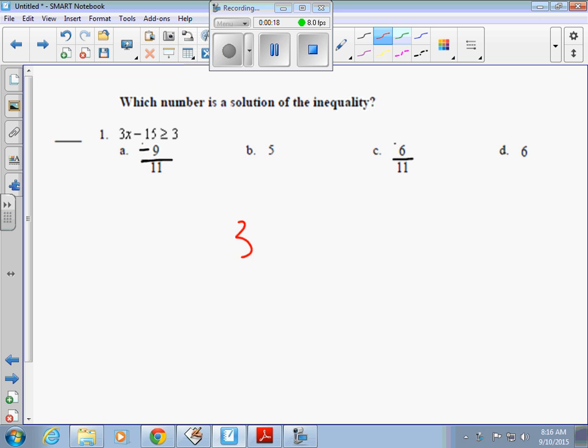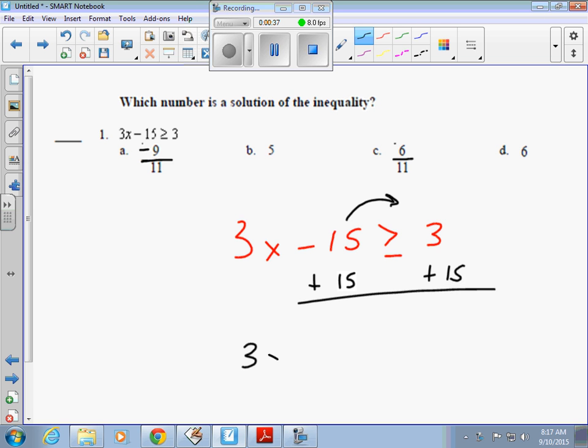So we have 3x minus 15 is greater than or equal to 3. Treat it just like it's an equal sign in the middle. Do everything the same. Undo your addition and subtraction. We have minus 15. We want to bring it to the other side. You undo minus something by adding 15. You do it to both sides.